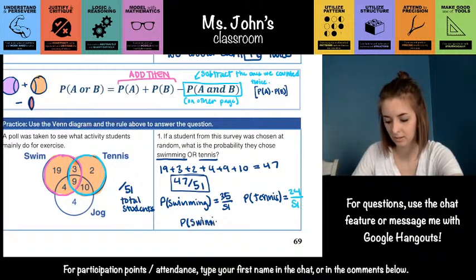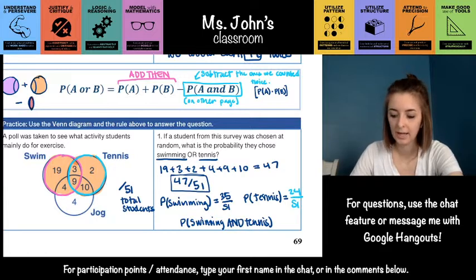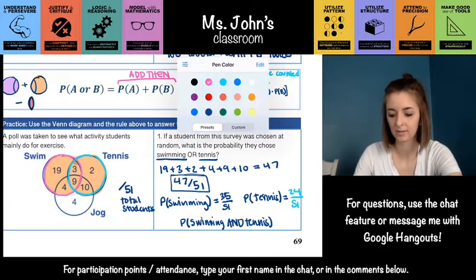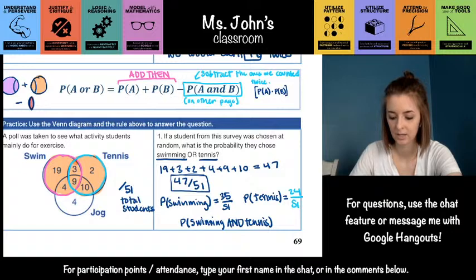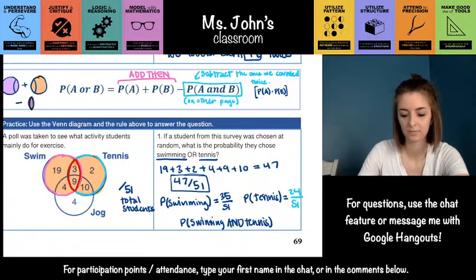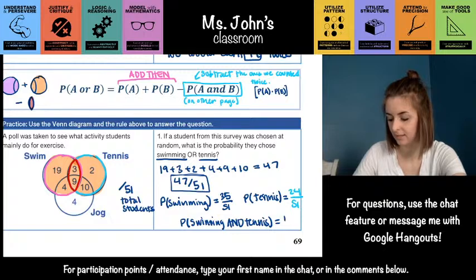Swimming and tennis. Swimming and tennis is, let me get a different color. How about red? Swimming and tennis is just this overlapping piece in the middle, 9 plus 3, which is 12 out of 51.